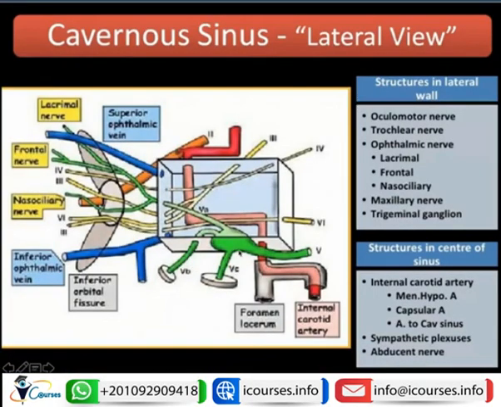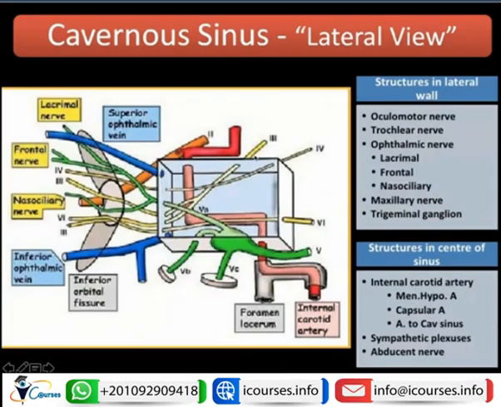So what about the course? Here is the third cranial nerve. It will pass into the lateral wall of the cavernous sinus. Then it will descend to emerge from the cavernous sinus and enter the superior orbital fissure to divide into a superior division and an inferior division.